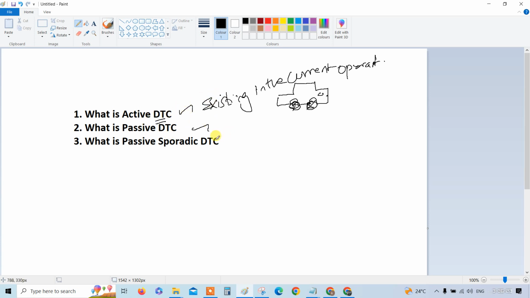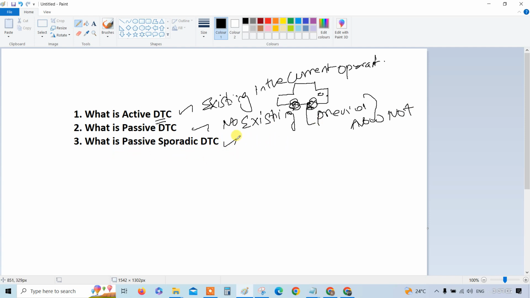What is passive DTC? Passive DTC is a DTC which has been formed, maybe there was some issue and the issue may have been healed by the system, or maybe a service mechanic has cleared the fault and cleared the DTC. So that is called passive DTC. Passive DTC is no longer existing. Previously it was, but now in the current cycle it is not.